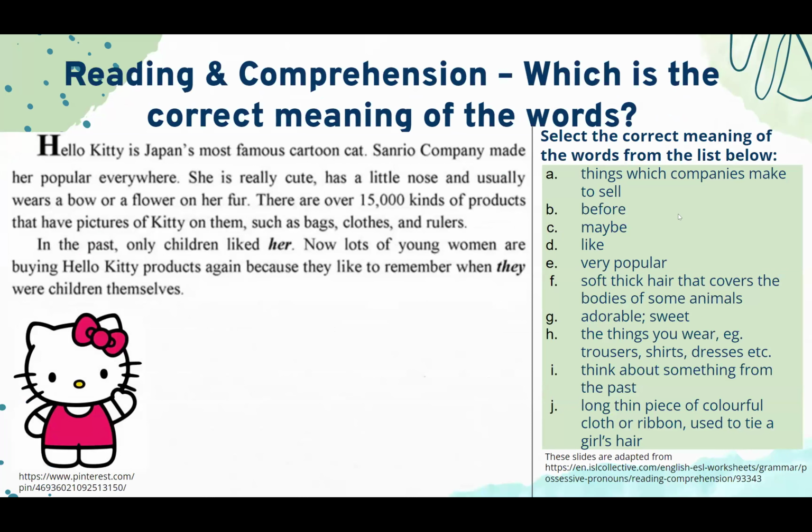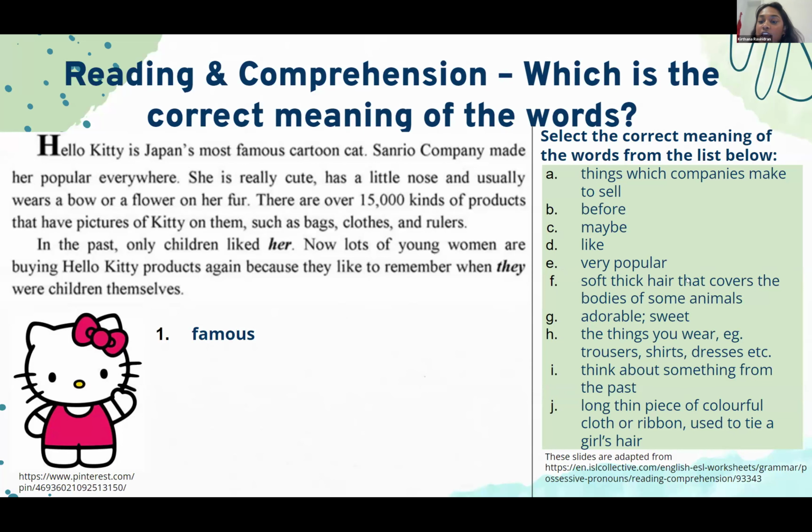So for this one, select the correct meaning of the words from the list below. Which of these words mean famous? Number one, A is things which companies make to sell. B is before. C is maybe. D is like. E is very popular. Okay, very good, E, but let's read the rest first, okay?